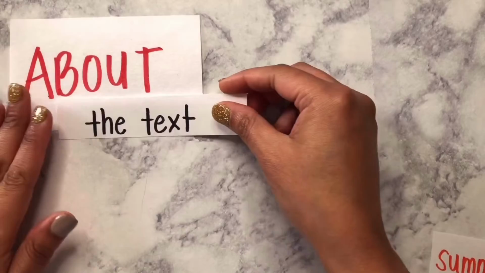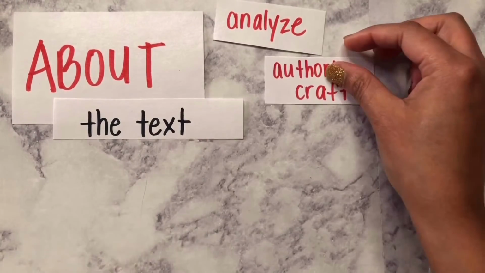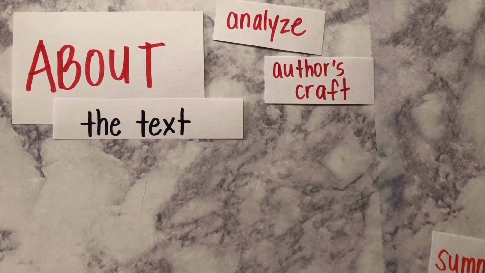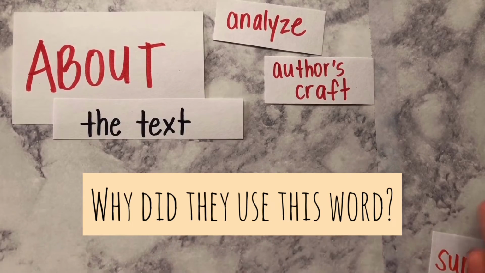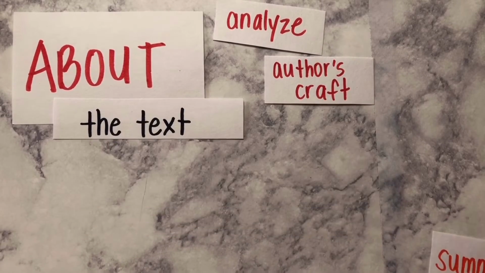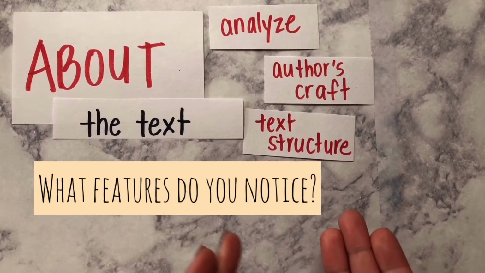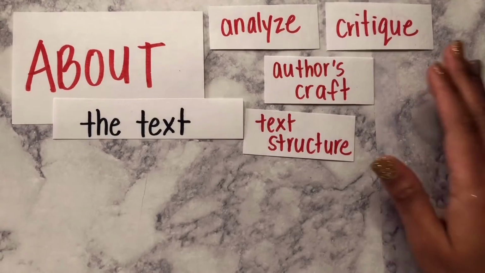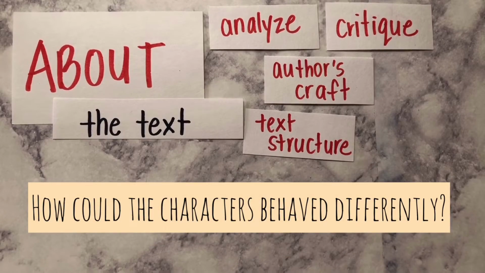Example questions for about the text can ask you to analyze the author's craft. Why do you think the author included this information in the story? Why did the author use this word to describe something in the story or a character possibly? Another question could be about text structure. What text features do you notice and how did they help you understand the book? Or it may ask you to critique the text. How could the characters behave differently?